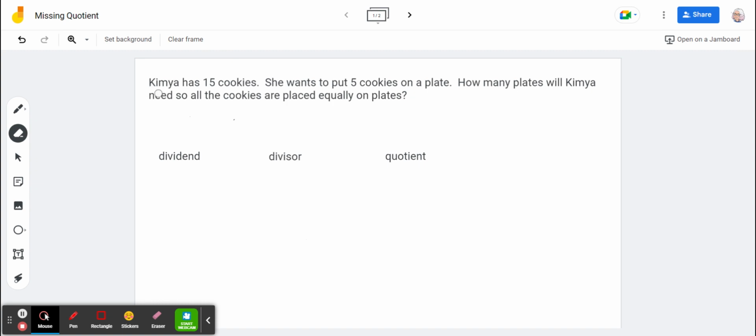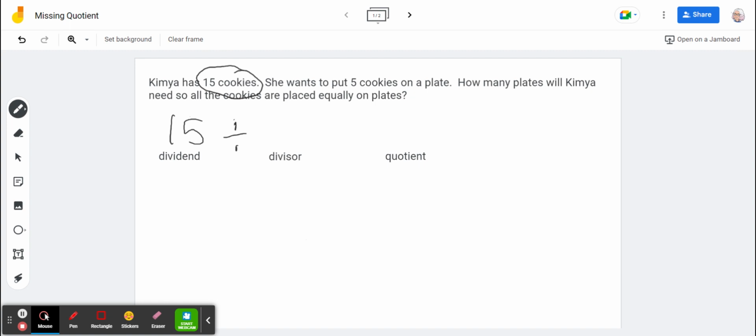It says that Kimaya has 15 cookies and she wants to put 5 cookies on a plate. How many plates will Kimaya need so all the cookies are placed equally on the plates? This 15 cookies represents the dividend. That's our total number of objects, 15. Then we're going to make our division symbol. And then it says she puts 5 cookies on a plate.